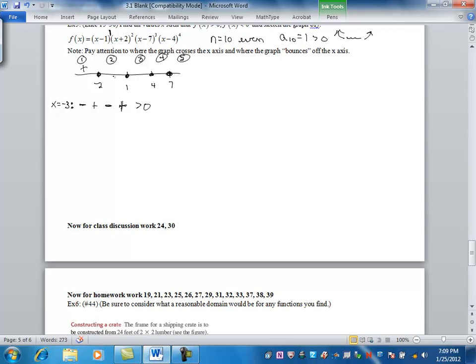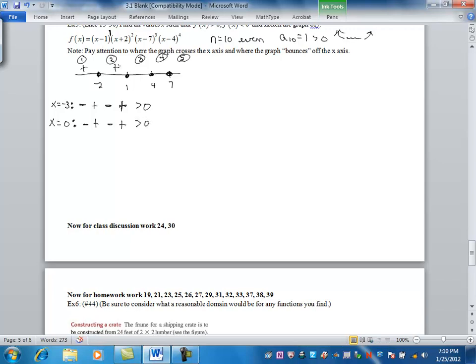And then let's go between negative 2 and 1. Well, how about our friend 0? Alright, I put 0 in here. 0 minus 1 is negative. 0 plus 2 squared is positive. 0 minus 7, that's a negative cube, that's negative. 0 minus 4, that's a negative to the 4th power, that's positive. And so let's see what we've got. We've got a positive result again.